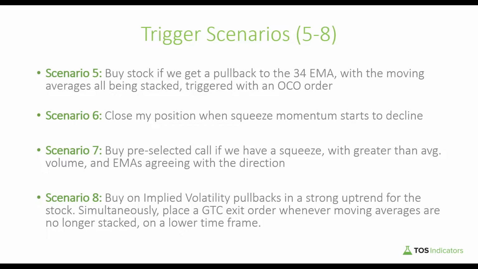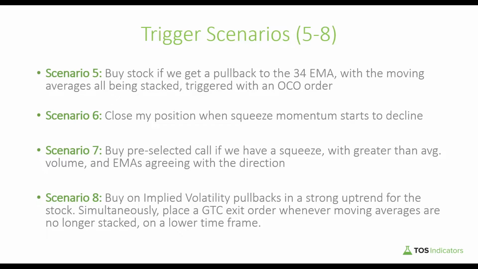Simultaneously, when we place this execution order to enter a trade, we'll also put in our good-till-cancel order for an exit for whenever these moving averages are no longer stacked, and we'll do so on a lower time frame chart. So let's say you're entering on a daily chart off of this pullback. Well, you're waiting for, say, a 4-hour or a 1-hour chart to then tell you that, hey, the moving averages are no longer stacked, you should get out ahead of time, right? And so these are the eight scenarios that we're going to cover in this tutorial.